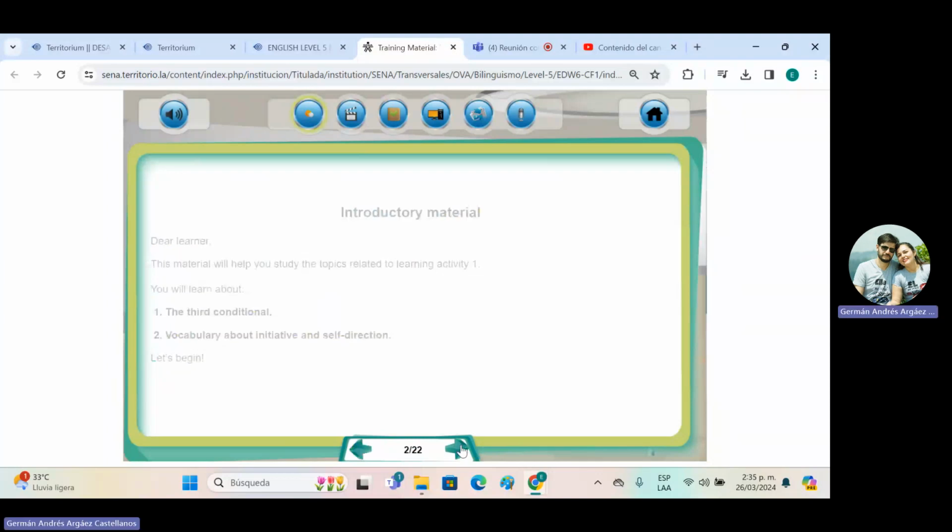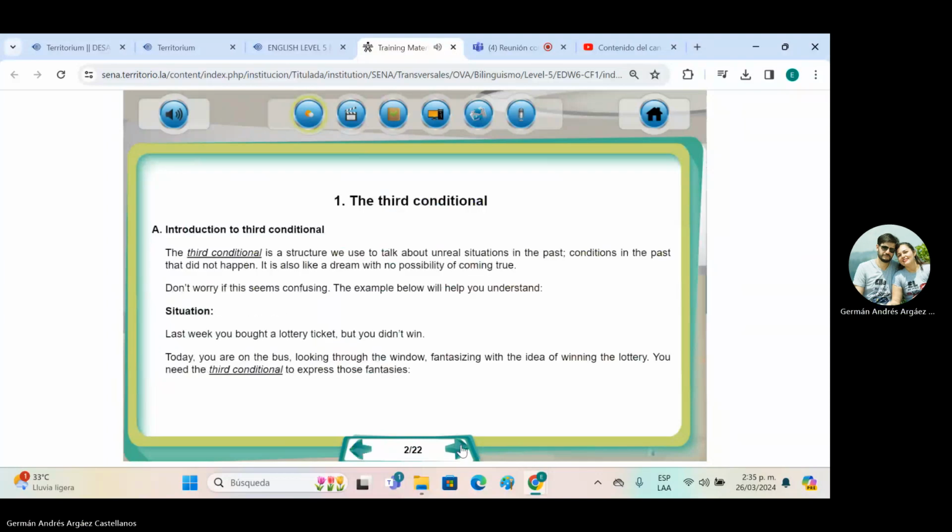1, the third conditional. A, introduction to third conditional. The third conditional is a structure we use to talk about unreal situations in the past. Conditions in the past that did not happen. It is also like a dream with no possibility of coming true. Don't worry if this seems confusing. The example below will help you understand.